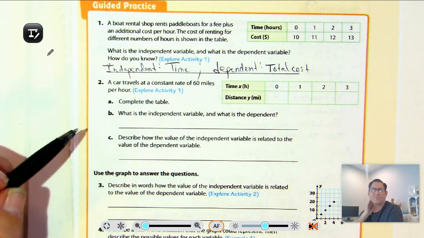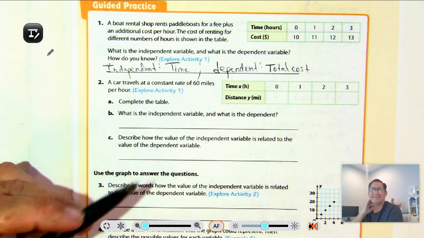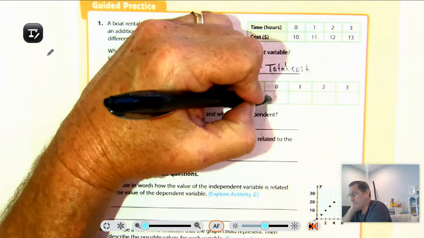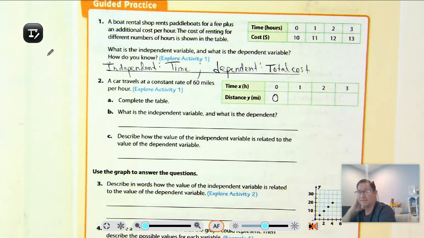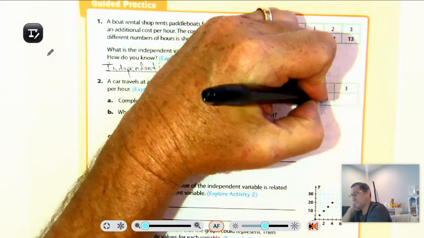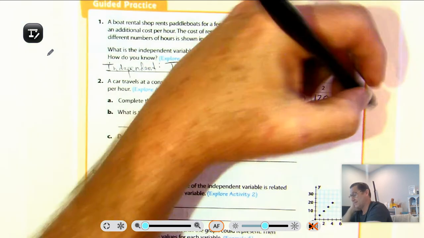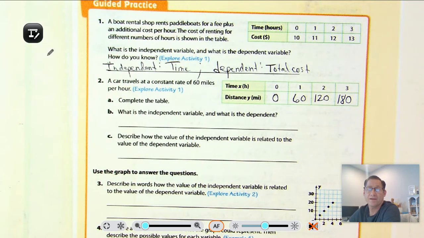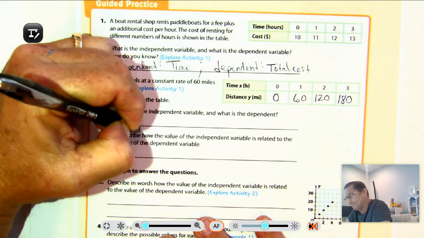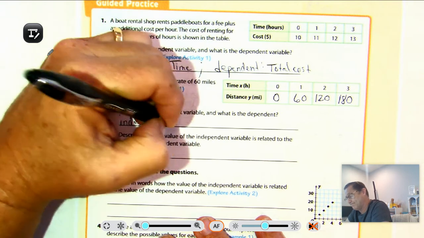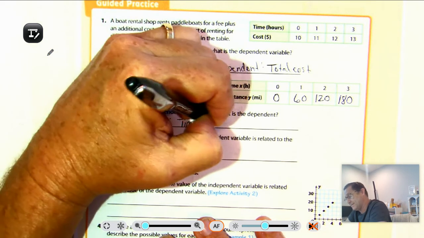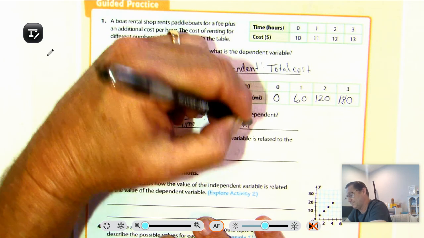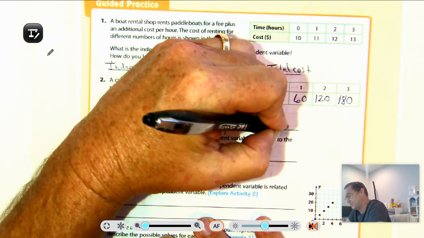Okay, number two. A car travels at a constant rate of 60 miles per hour. All right, so if we haven't traveled any hours, we haven't traveled anywhere. At the end of 1 hour, we've traveled 60 miles. At the end of 2 hours, we're just going to double the 60. At the end of 3, three times six tens is 18 tens or 180. So what's the independent variable? Well, time is, right? Dependent is the distance. This is just like the train question, right?